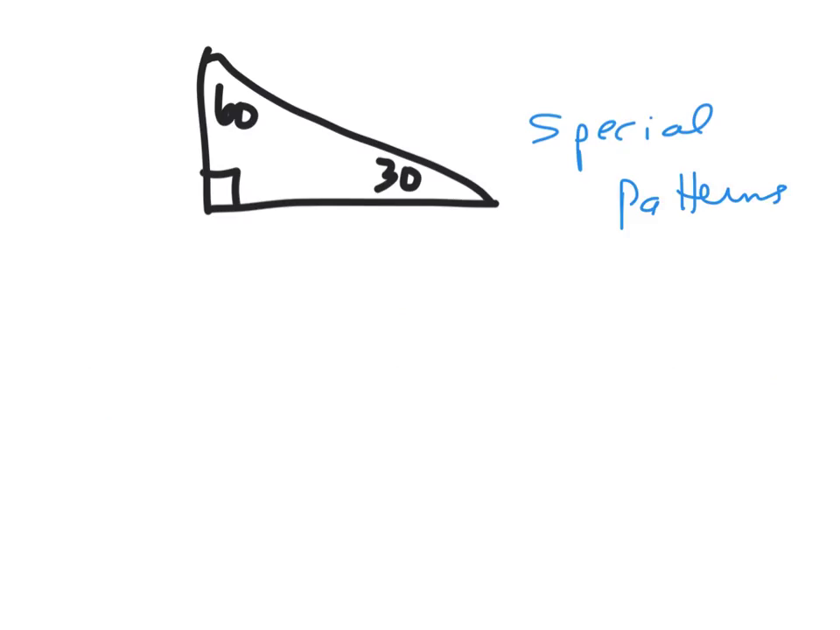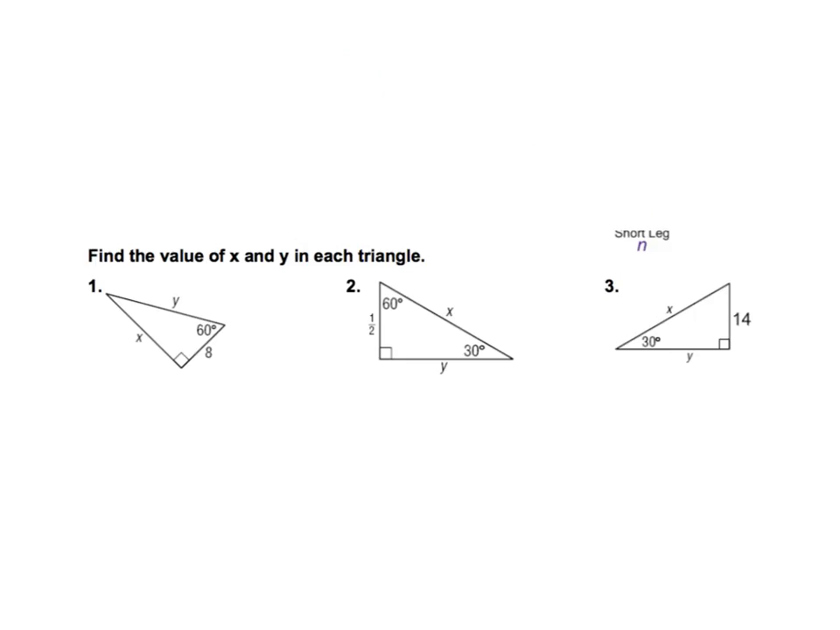Next, of course, we talk about the special patterns involved in a 30, 60, 90 triangle. Shortest side and hypotenuse are half and double of one another, and the medium length side is the short side length times the square root of 3. Again, some quick practice for you to find values of different sides just on sight. You can pause the video, try them, and then come back and check out your answers. No real tricks here.